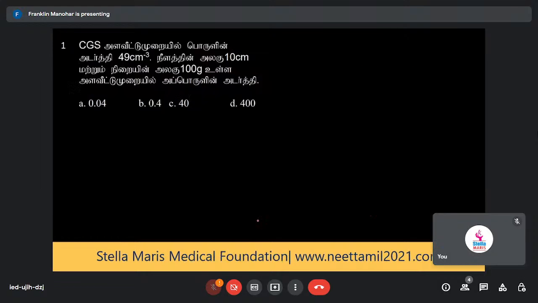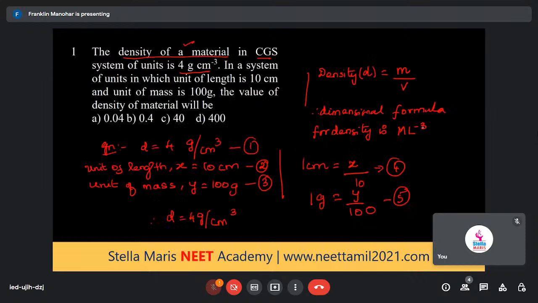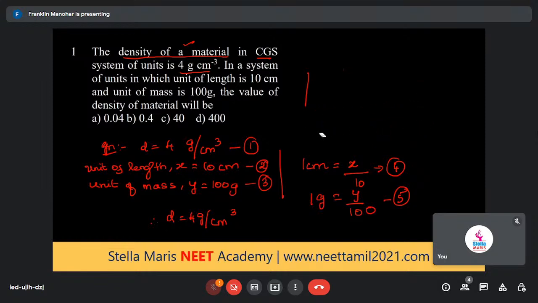I will write this again on this side. Have you written this? Yes, sir. Okay, I am just erasing this. Fine. Now, therefore D is equal to 4 gram per centimeter cube. So how do I write it? 4, then gram: 1 gram is equal to Y by 100. So 4Y by 100 divided by centimeter cube.